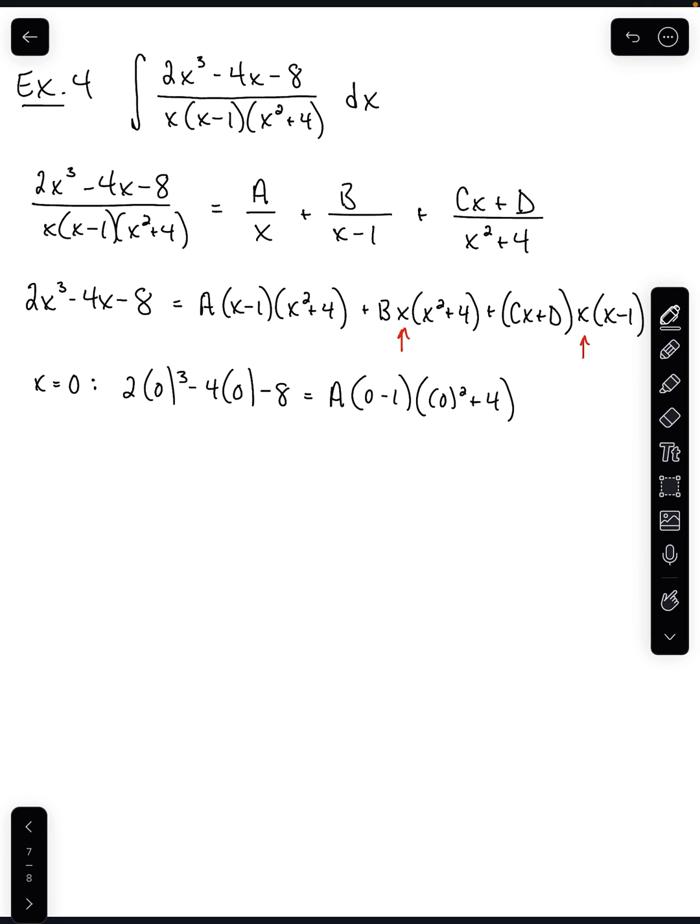Cleaning this up, we are left with simply -8 on the left side. On the right side, we have a times -1 times 4, so that -8 is equal to -4a. And dividing both sides by -4, we find that a is equal to 2.